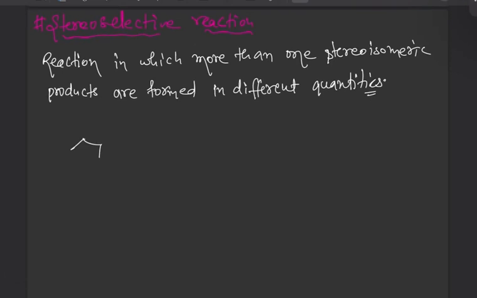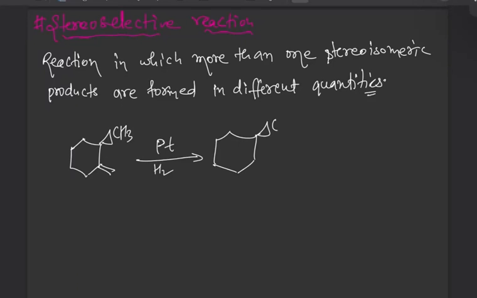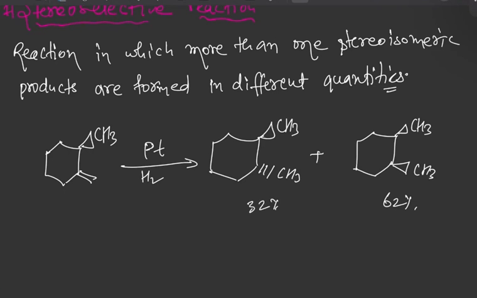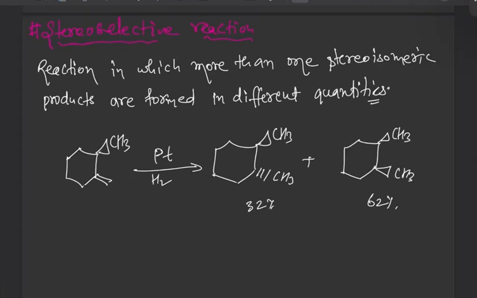Suppose there is an example. If this is fixed, CH3 is on the wedge position and there is a double bond, and suppose you are adding H2/Pt. So this will do hydrogenation of this alkene, and the product will form sometimes with this CH3 on wedge and sometimes on dash. Two types of formation will be there, and this upper CH3 will remain the same. So this is around 62%, this is around 32%. This type of case will be known as a stereoselective reaction.